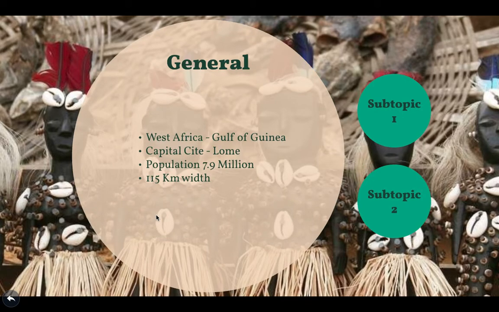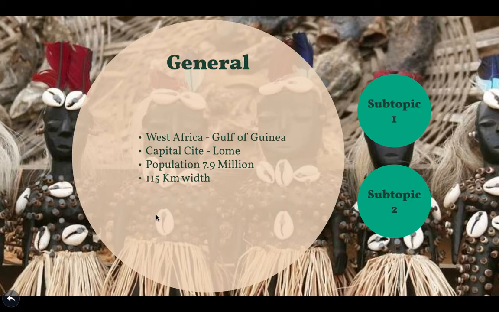Togo is situated in Western Africa on the coast of the Gulf of Guinea. Its capital city is Lomé. The population of the country is 7.9 million people, and the country is considered one of the narrowest countries in terms of landmass because the country is stretched very thin due to its neighbors, and the country is only 115 kilometers width.